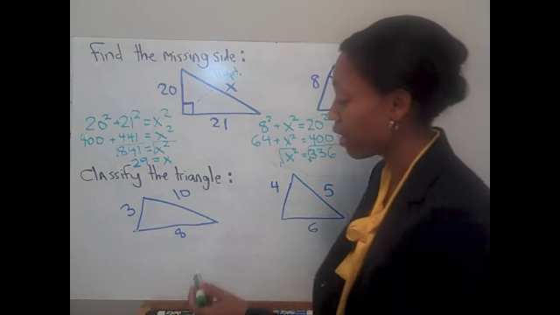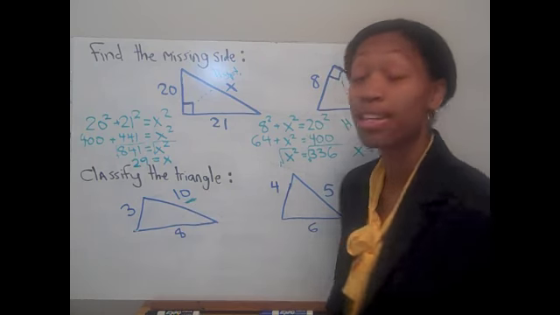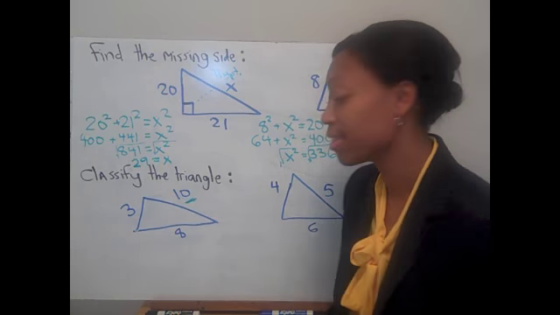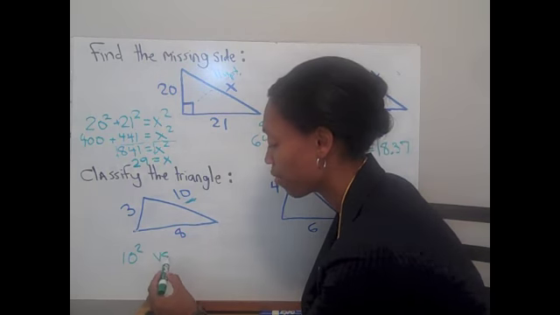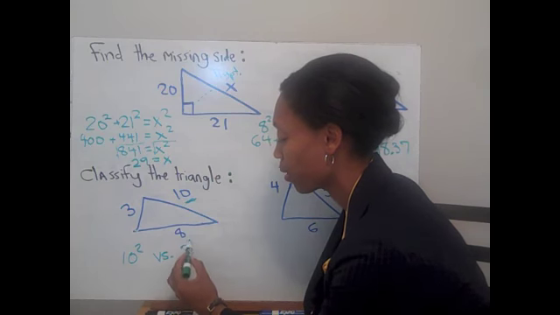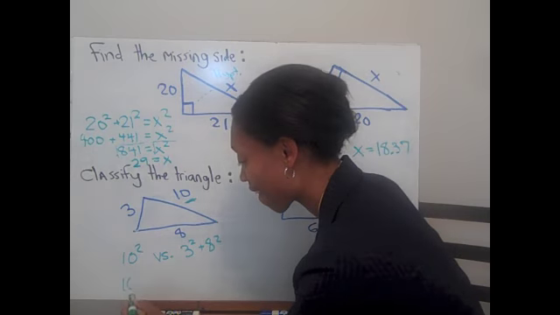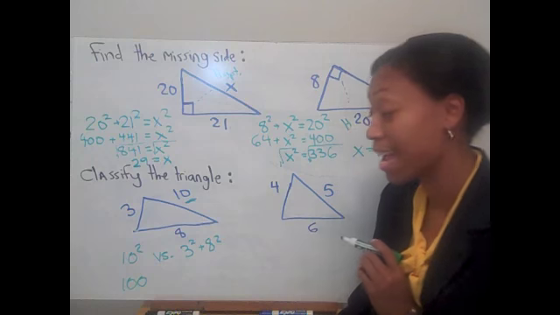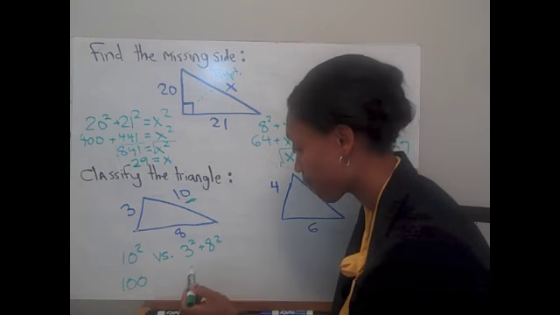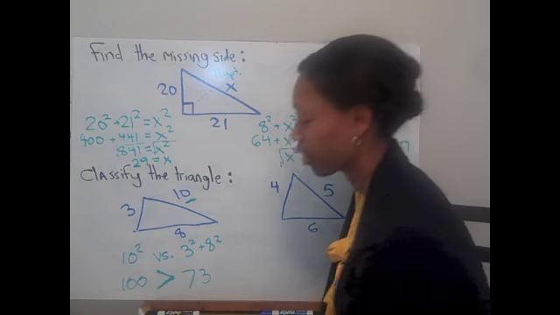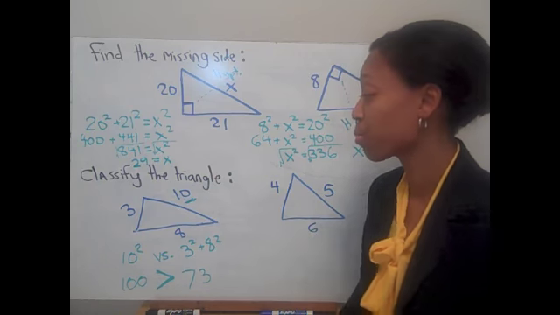When I look at this one, I can see that the largest number is 10. So I'm going to compare these to 10 squared. So let's see, how does 10 squared compare to, let's just say, 3 squared plus 8 squared? 100. And 9 plus 64 is 73. Since c squared is larger, that means that this is obtuse.